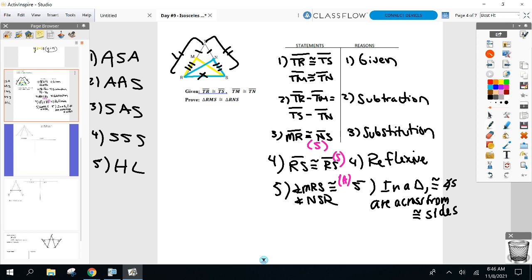So start looking for isosceles triangles. We got enough, right? Triangle RMS is now congruent to triangle RNS. Side, angle, side.